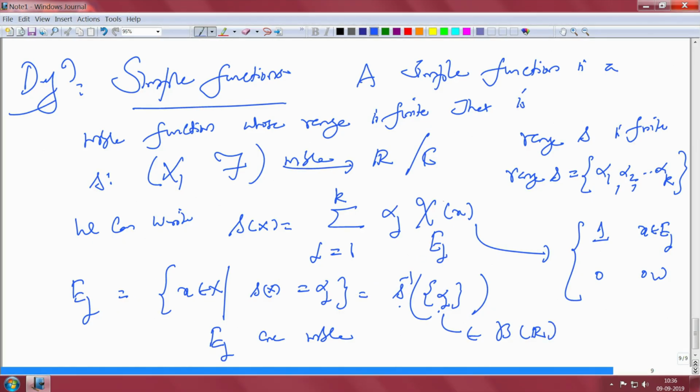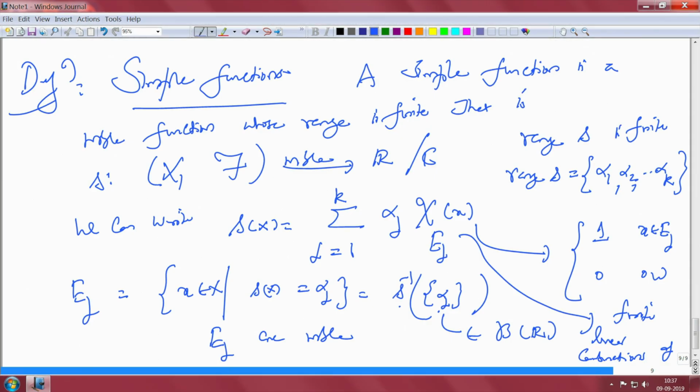So, it is a finite linear combination of simple indicator functions, right. So, finite linear combination of characteristic functions, that is what a simple function means.